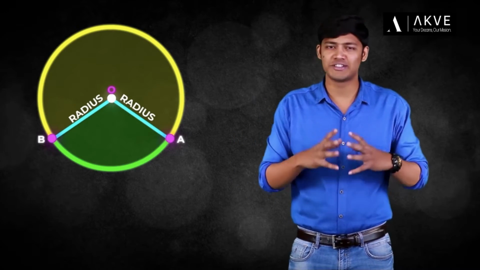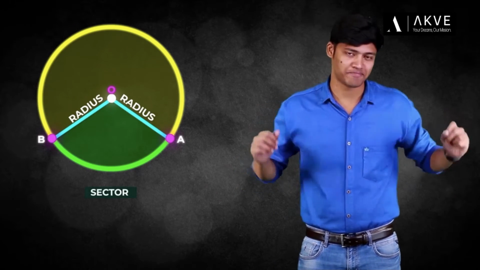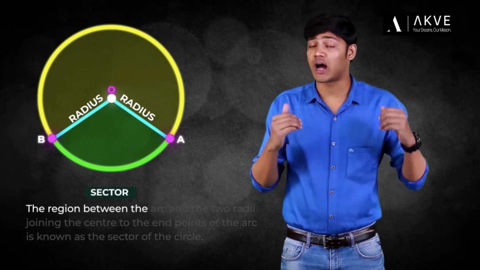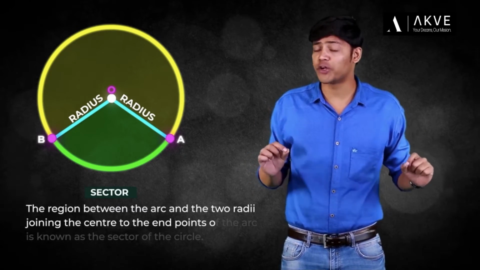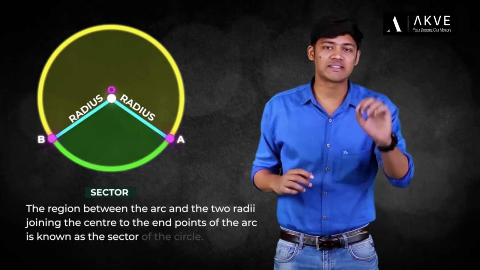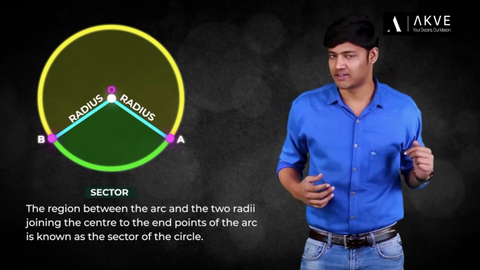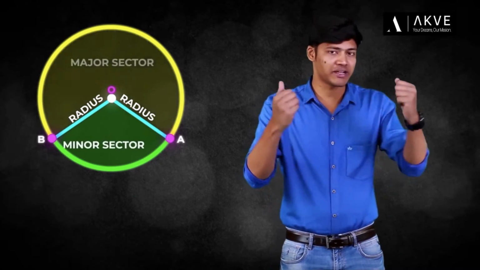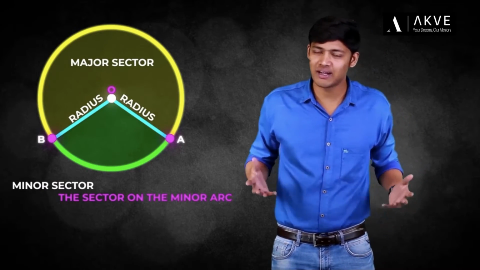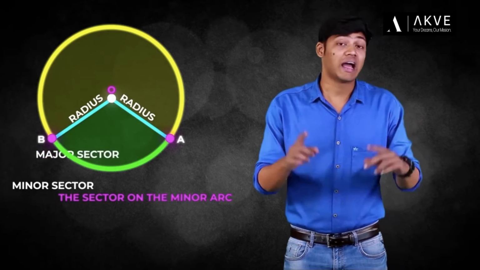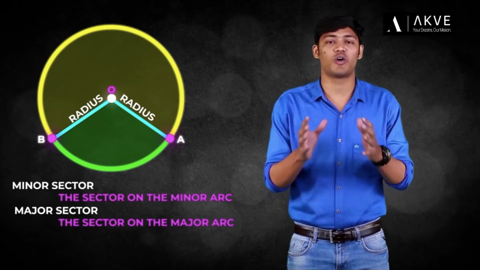Now, what is this region known as? Here, we will introduce the new term sector. The region between the arc and the two radii joining the center to the endpoints of the arc is known as the sector of the circle. Even here, we have two sectors, minor sector and the major sector. The sector on the minor arc is known as the minor sector of the circle, and the sector on the major arc is known as the major sector of the circle.